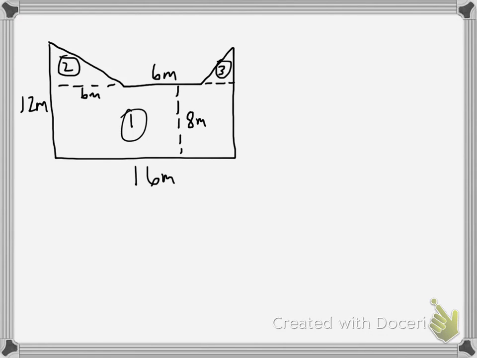And let's get started. So for shape number 1, this is a rectangle, so I'm going to do my area is base times height. The base is clearly given as 16. And the height, it's not written over here on the side where we usually see the height, but it is shown right here in the middle. So my height is 8.